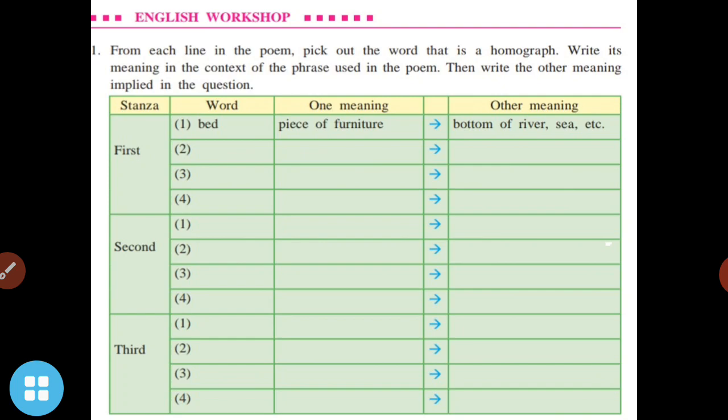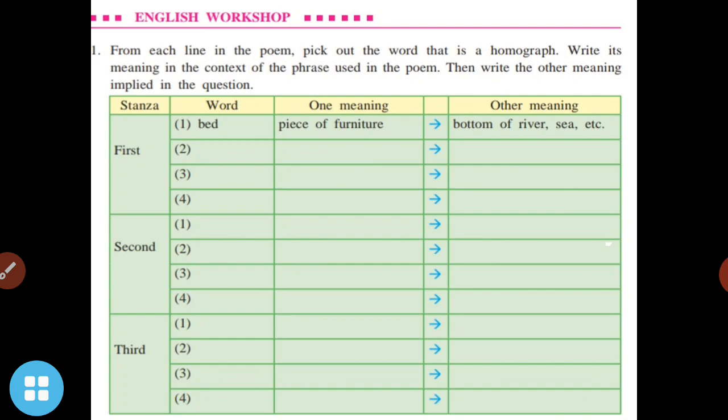So we have to look at the poem and pick out the homograph words and write their meaning in the context of the phrase used in the poem, the word which the writer has used in the poem. Then write another meaning of the word implied in the question, like bad. In the poem the word bad is used in the first two lines.